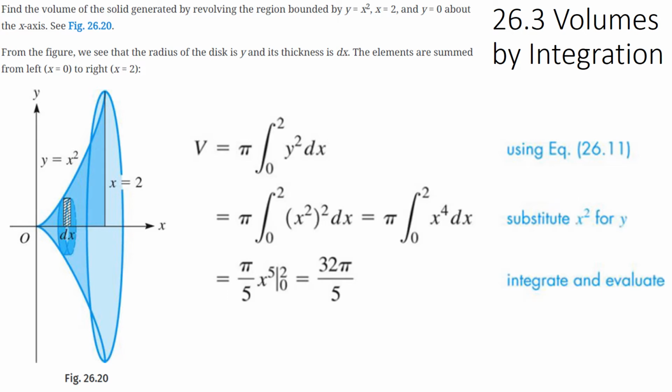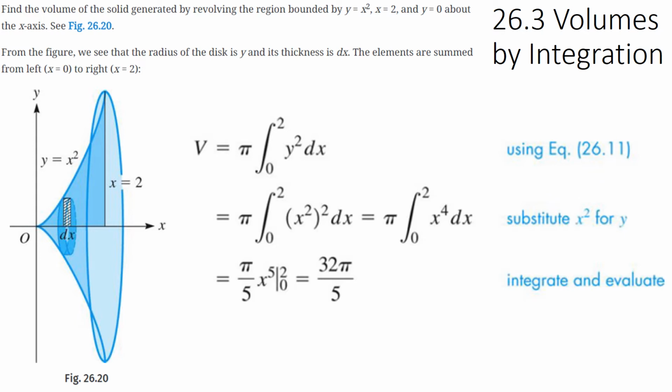And in this case, we're going to make that solid, this cone-shaped thing, by taking the function y equals x squared, and we're going to rotate it. We're going to spin it around the x-axis. And from left to right, it's going to go from x equals 0 all the way to x equals 2. So we're going to spin that curve around and end up making a cone. And we want to find the total volume of that cone, the amount of air that's contained in cubic units of that cone.